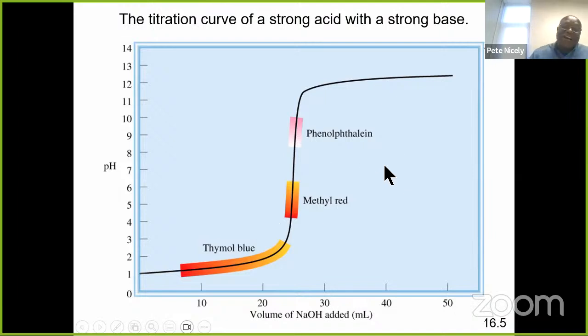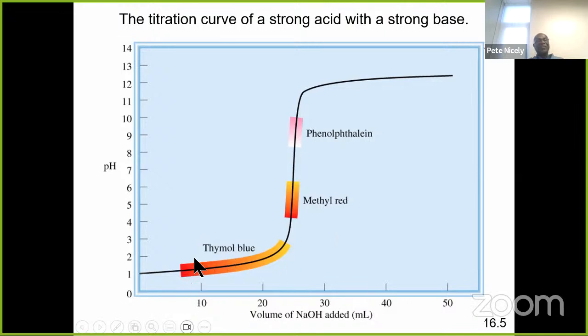So what you see here are 3 indicators along with their color change pH range. As you can see clearly, the 2 that will change color within that pH jump will be the methyl red, which will go from red to orange, and the phenolphthalein, which will go from colorless to pink. So in order for us to determine the equivalence point in the titration of a strong acid versus a strong base, you would choose either phenolphthalein or methyl red to observe that equivalence point.